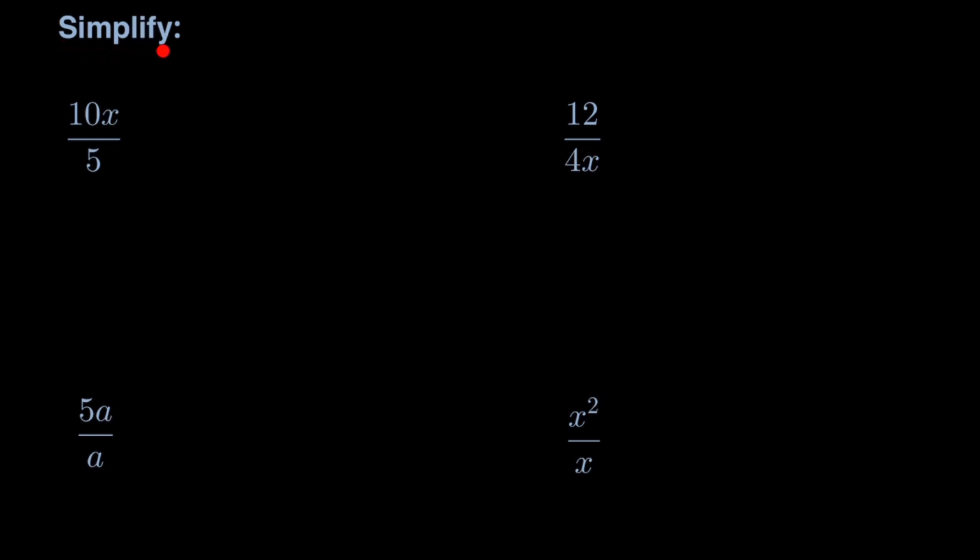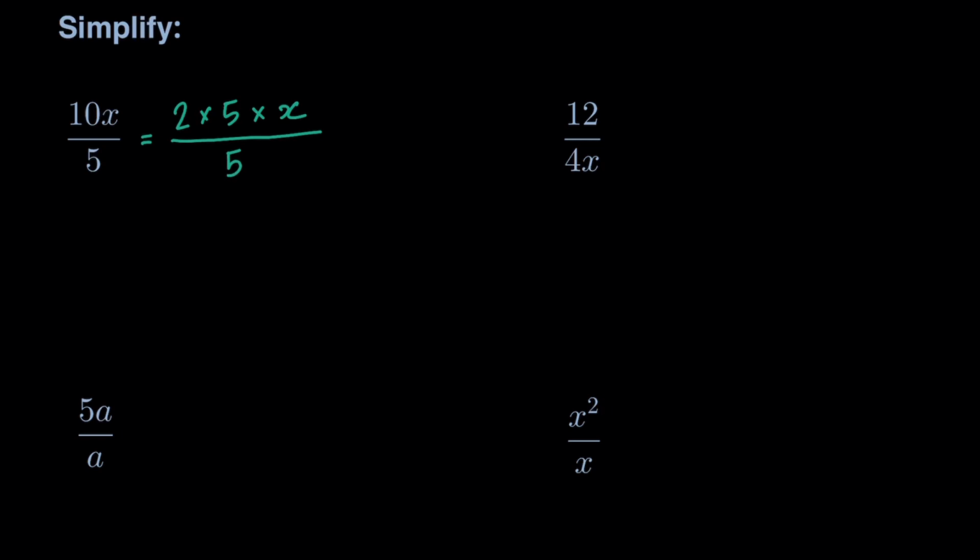Now let's work on some practice questions together. We are going to simplify these fractions. The first one is 10x over 5. So let's list its factors. For 10x, it would be 2 times 5 times x, because 2 times 5 is 10, 10 times x is 10x. For my denominator of 5, I can do 5 times 1, but instead of writing 5 times 1, we're going to ignore times 1 and just write 5.